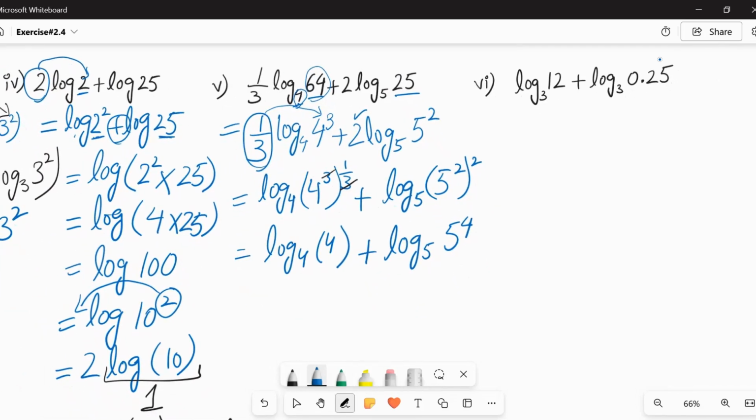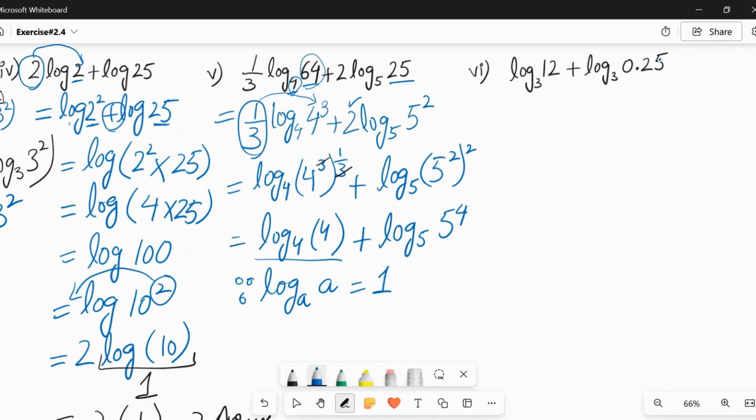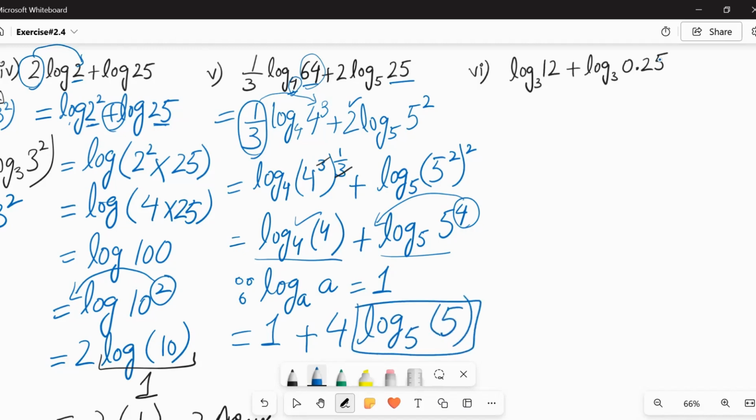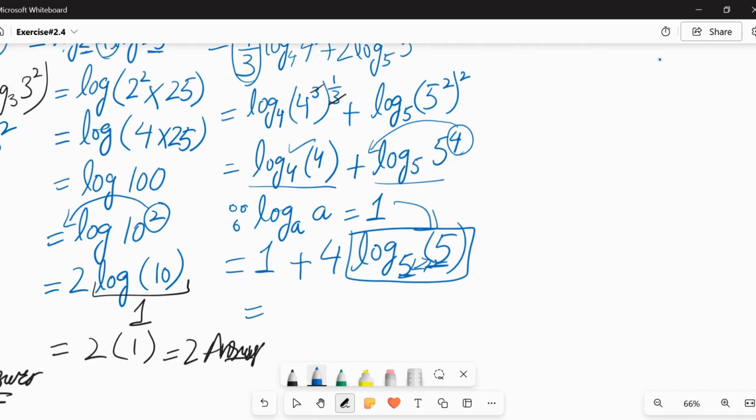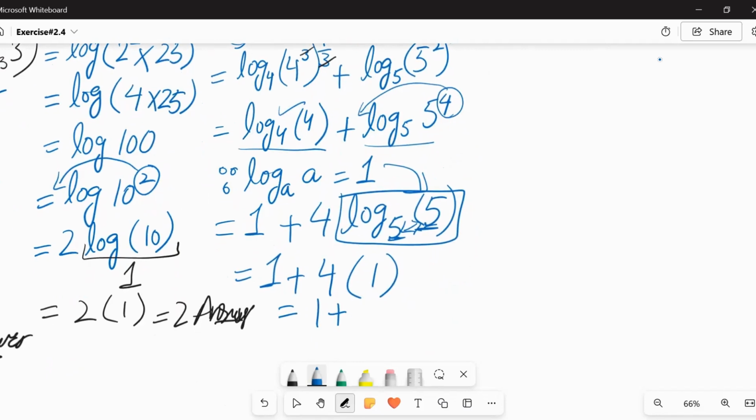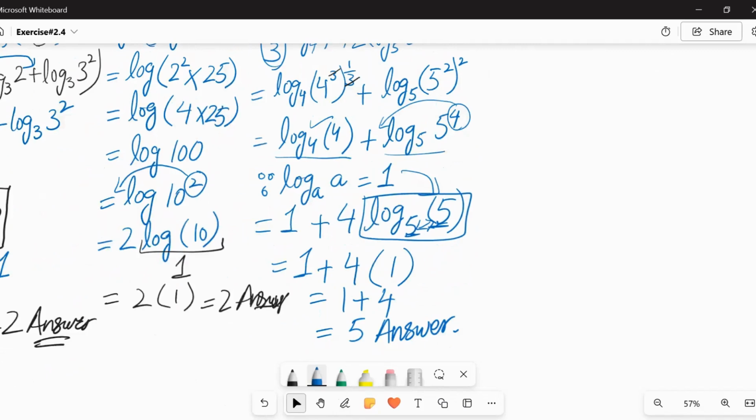Now see, we can apply a property over here, which is actually if we have a base and value the same, we'll always get 1. So I can substitute 1 over here. 1 plus, let's apply the property over here and shift the power before log. So we'll write it like this, 4 log base 5 of 5. Again, we can apply this property because the base and the value are the same, and we'll get 1. So just substitute 1 over here, we'll get 1 plus 4 into 1. 1 plus 4 times 1 is actually 4, and we'll get 5 as our final answer for this part. Right? Easy?